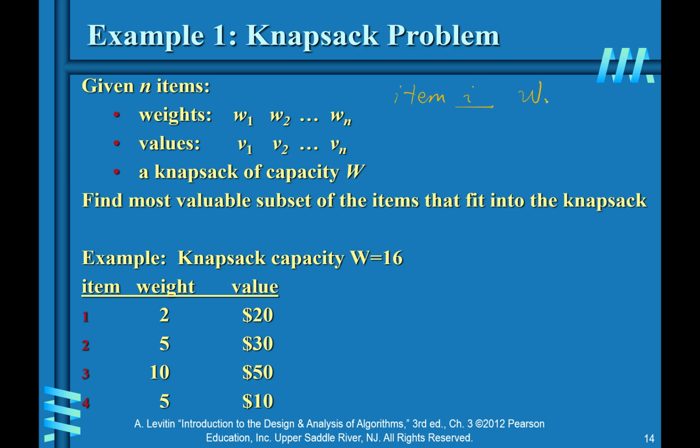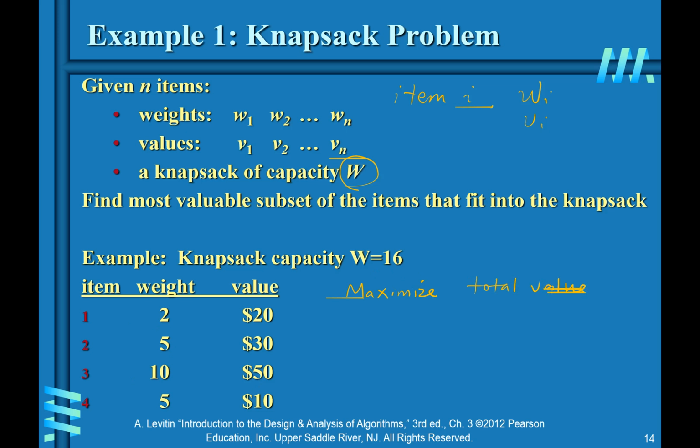So we have a weight i, we have a value i, and the constraint is this bag. We need to make sure that all the things we carry together are not more than W in weight, right? And find the most valuable combination of items that you can carry with you that fits into the knapsack. For example, in this case, we have a capacity W equal to 16, and for each item we have the weight and also the value. We want to maximize the total value we pick up, right?